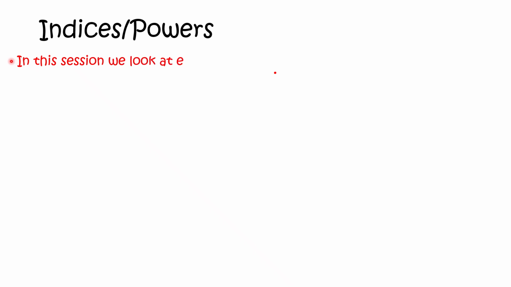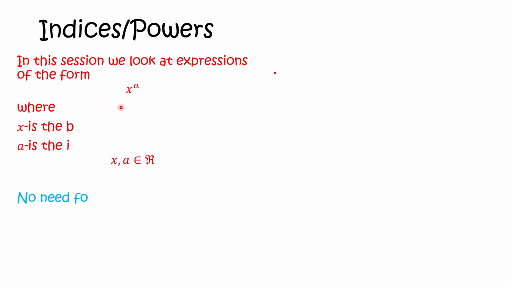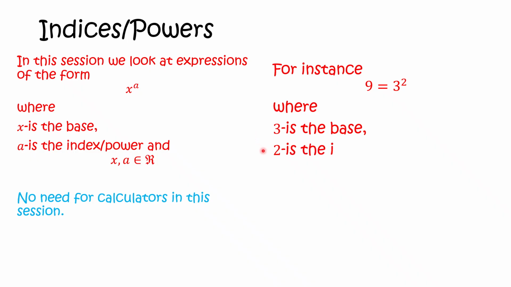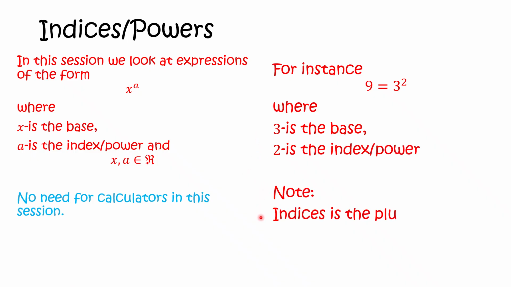In this session, we look at expressions of the form x to the power a, where x is the base, a is the index or power, and x and a are elements of real numbers. Calculators may not be necessary in this session. For instance, if we have 9, we can express it as 3 to the power 2, where of course 3 is the base, 2 is the index or power. Note, indices is the plural form for index.